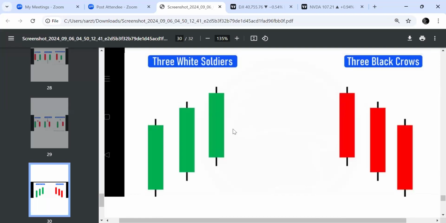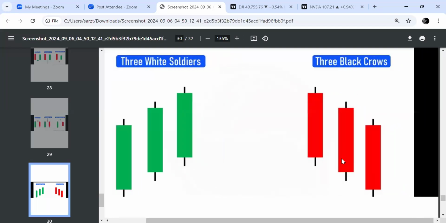Three white soldiers is a bullish reversal candlestick pattern consisting of three consecutive green candles. Each of these candles opens within or near the previous candle's body and closes higher, making higher highs and higher lows. Each candle opens slightly above the previous one and closes higher, showing that the bulls are gaining control and pushing the price upward. This consistent upward momentum over three sessions reflects increasing confidence among buyers.